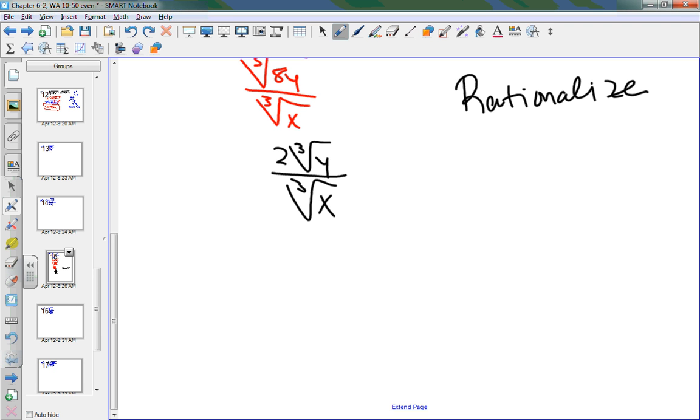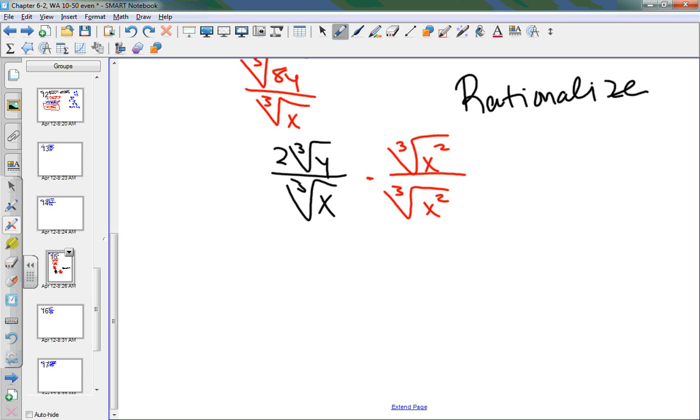So what's my index denominator? 3. So how many x's do I have in there currently? 1. How many do I need total to eliminate the radical? 3. So how many more do I need? 2. Whatever you multiply by on the bottom, you multiply by on the top. I need 2 more x's on the bottom to give me a total of 3 x's. So I multiply by what I needed, which is 2.